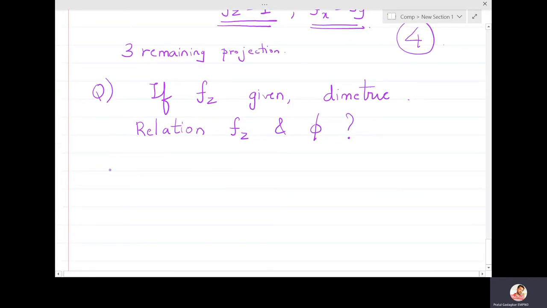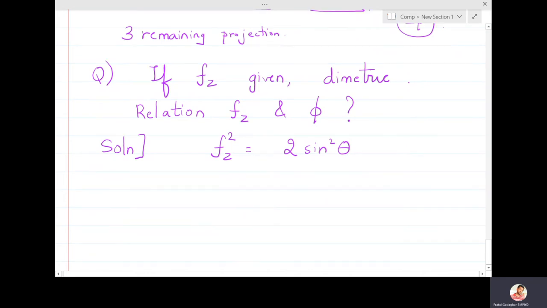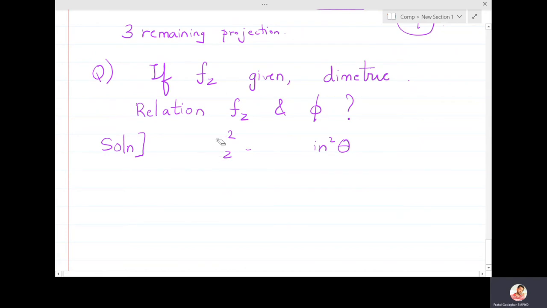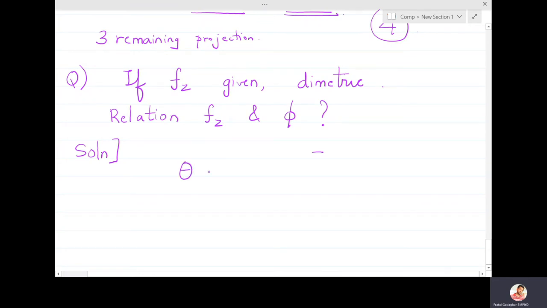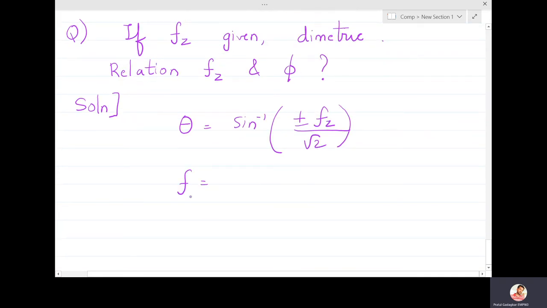Now it is clear what is known to us. We know that fz square is equal to 2 sine square theta, right? So this is the relation between fz and sine square theta. How did this relation come? Let me write it again. What we know about theta is that theta is sine inverse of plus minus fz upon root 2, correct? From this, I have got that fz square is equal to 2 sine square theta.